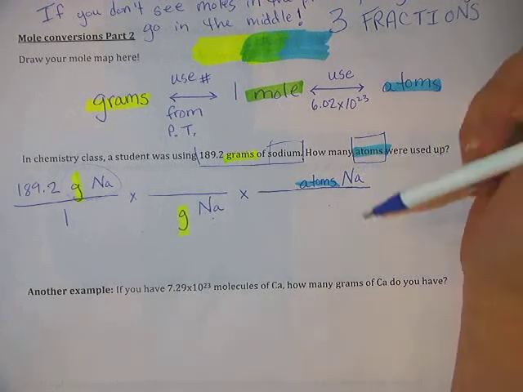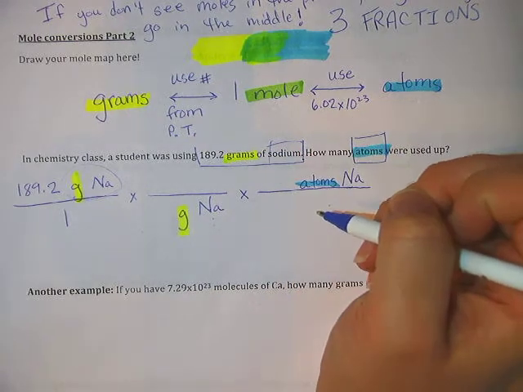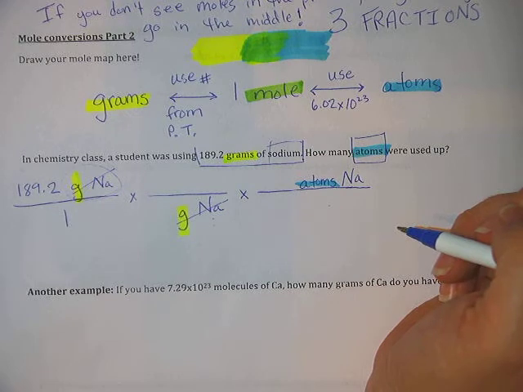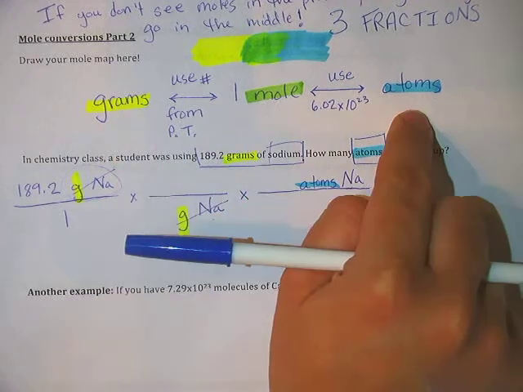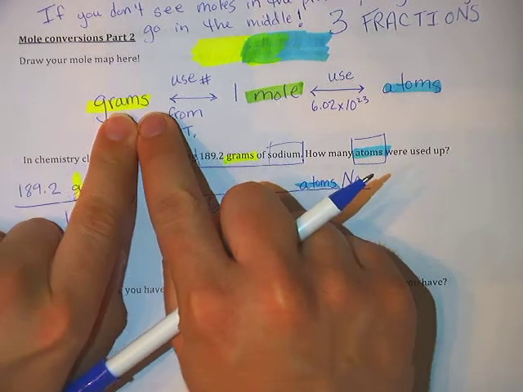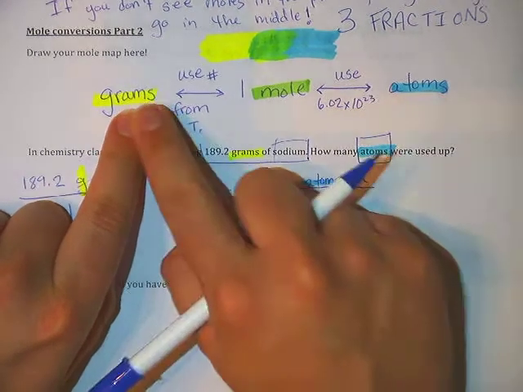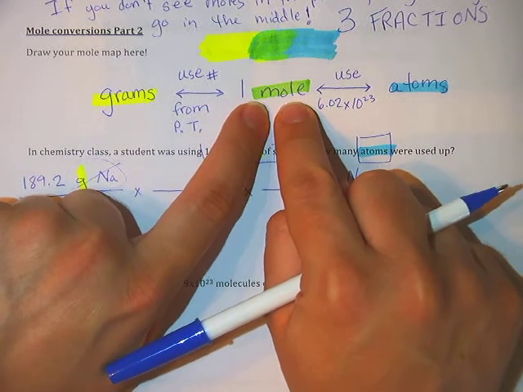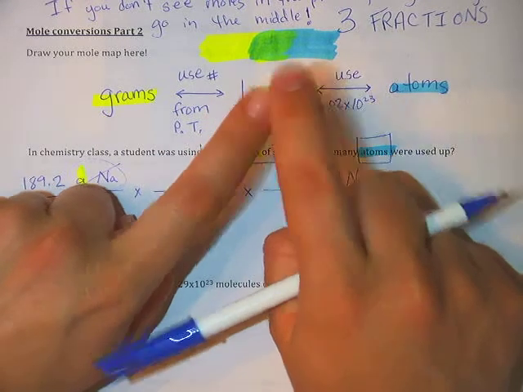Now, the next thing we have to think about is, okay, each color only gets used twice. I've now used grams yellow twice. Can't use grams again. I gotta switch to something. And I have to look at my little map and ask myself, what can I switch to? Can I go from grams straight to atoms? Can I switch straight to atoms? No, because you have to have moles in the middle. Going from grams to atoms, you have to have moles in the middle.